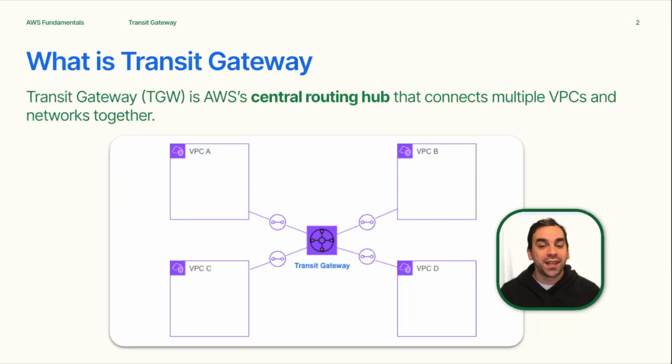Transit Gateway flips that model. Instead of connecting VPCs to each other, you connect each VPC once to a central hub, the Transit Gateway, using Transit Gateway attachments. Then, the Transit Gateway handles routing between them, and you control what's allowed with route tables. And that's the core idea. Hub and spoke connectivity that scales cleanly, which sets us up perfectly for the common use cases people build with Transit Gateways.